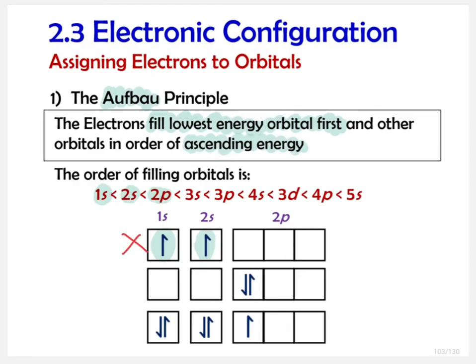Therefore, this is wrong. The second example, 1s kosong. Tak isi pun 1s. 2s pun sama. Terus pergi 2p. So also wrong because do not obey Aufbau Principle. And the last one kita tengok, 1s ada 2 elektron penuh, baru pergi 2s. Penuh, full in 2s, baru pergi 2p. So ini mematuhi Aufbau Principle. Therefore, the third example is correct. Alright?